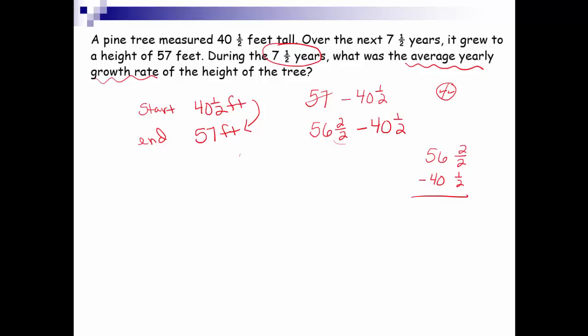So 2 minus 1 is 1/2. 6 minus 0 is 6. 5 minus 4 is 16.5. That says it grew 16.5 feet over those 7.5 years.